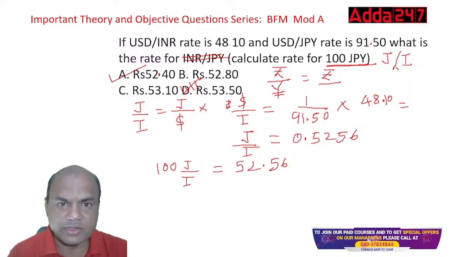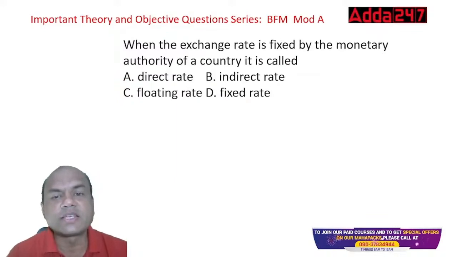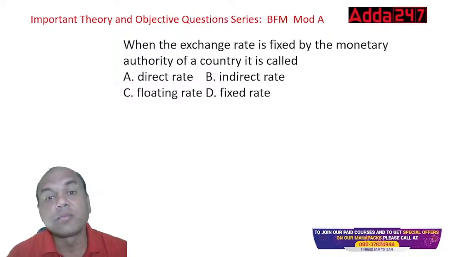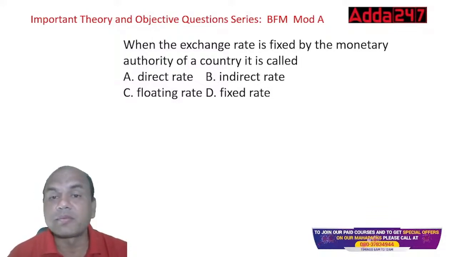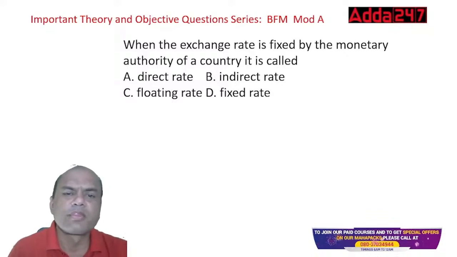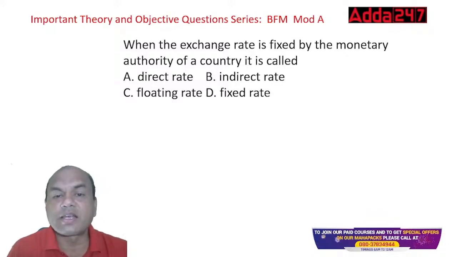Okay, next one. When the exchange rate is fixed by the monetary authority of a country, it is called as what? Remember, monetary authority means RBI. RBI fixes it. Nothing doing. Dollar to rupee rate is today 79, so 79 only. There is no fluctuation, no demand, no supply, nothing. So, when the exchange rate is fixed by this monetary authority, it is called as what?